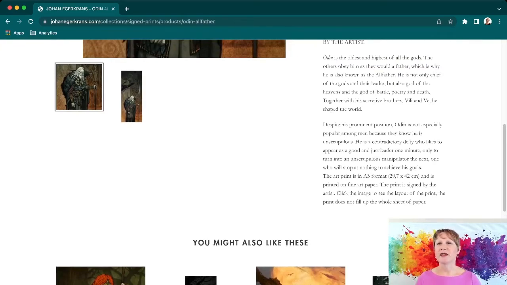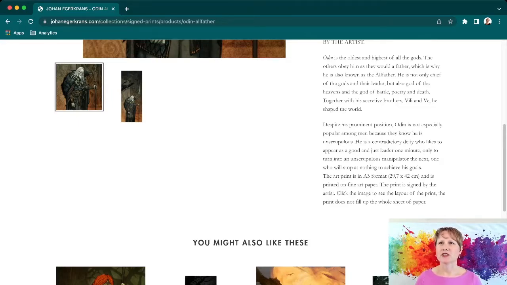Scandinavian lore. Odin is the oldest and highest of all the gods. The others obey him as they would a father, which is why he is also known as the Allfather. He is not only chief of all the gods and their leader, but also god of the heavens and the god of battle, poetry, and death. Together with his secretive brothers, Vili and Ve, he shaped the world.